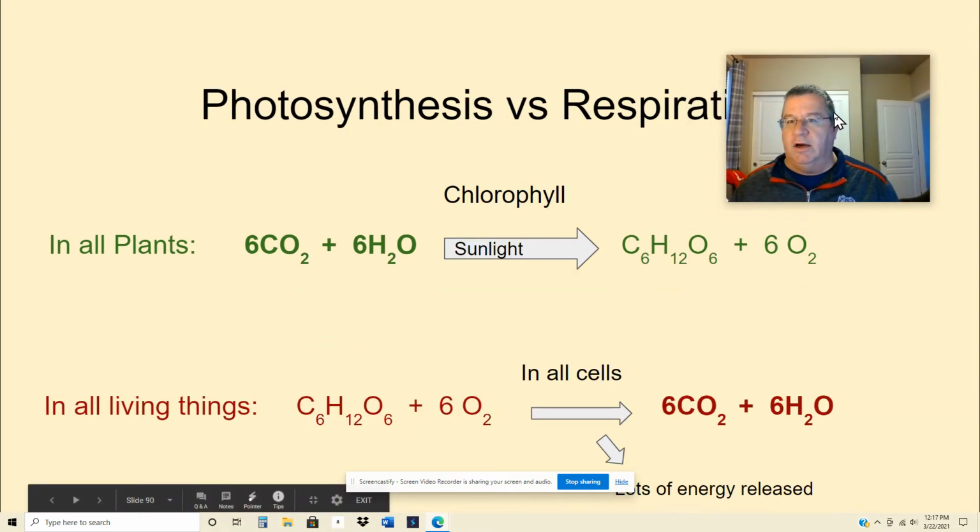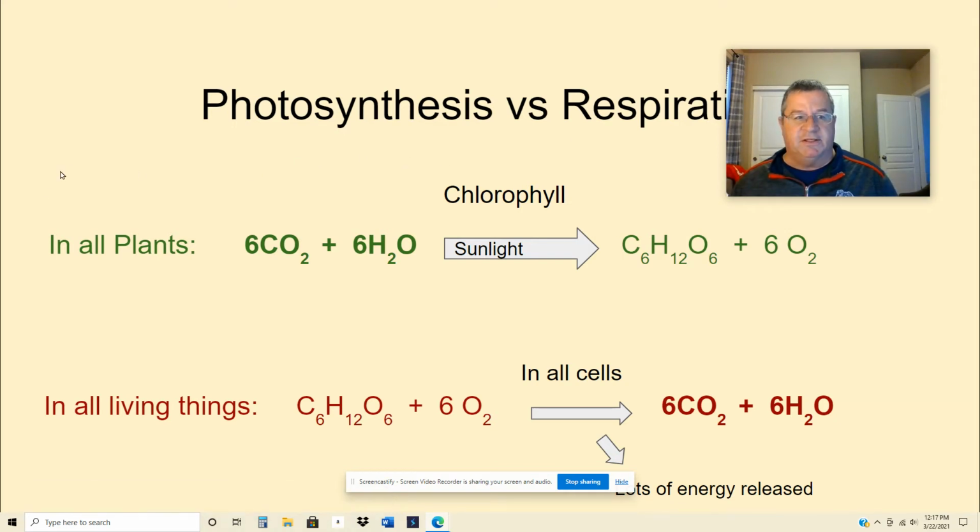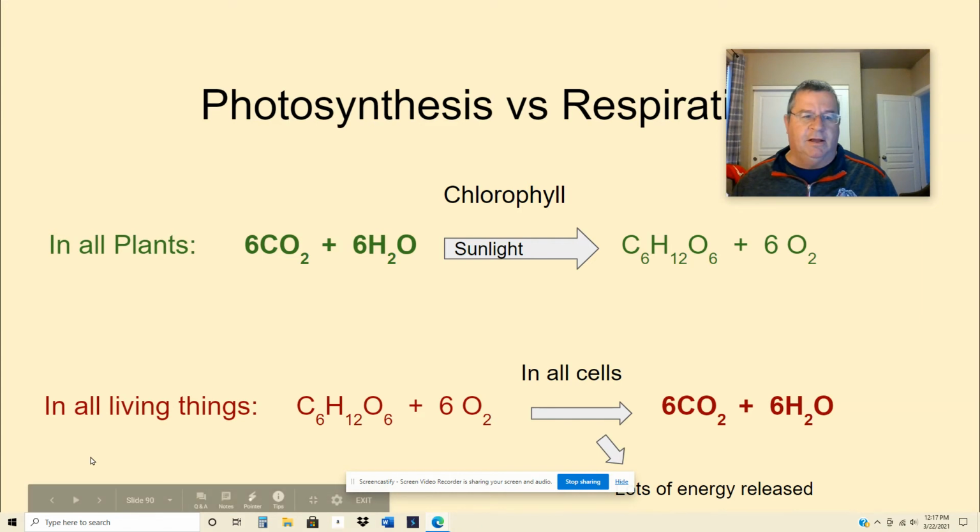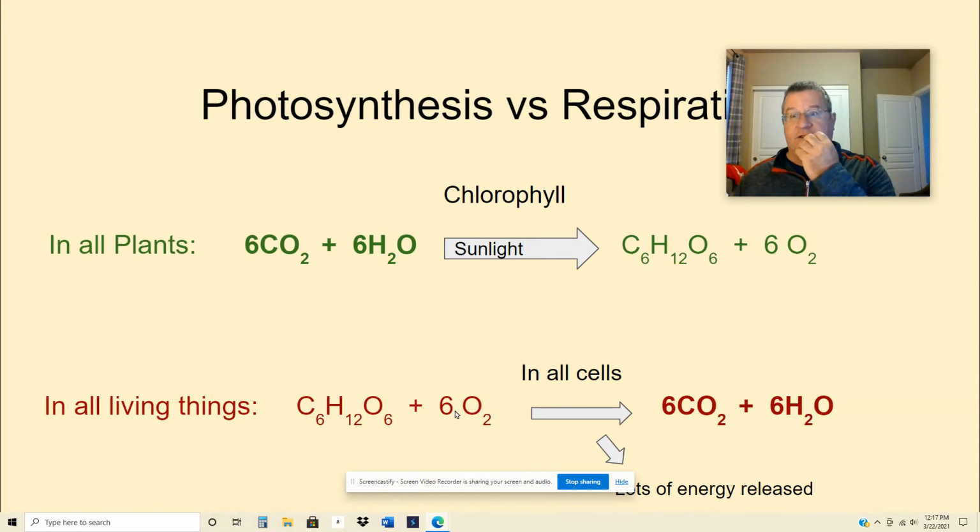Well, here I have a comparison of photosynthesis. Photosynthesis is right here at the top. It happens in all plants. It's storing energy from the sun into a molecule with lots of energy. And then all living cells, all living things, the cells inside all living things, they take sugar as a chemical form of stored energy. They add oxygen. That's the reason why we as humans have to breathe in oxygen.